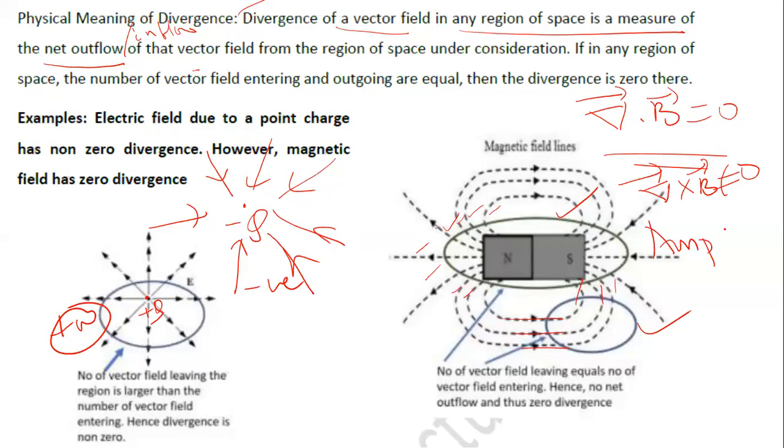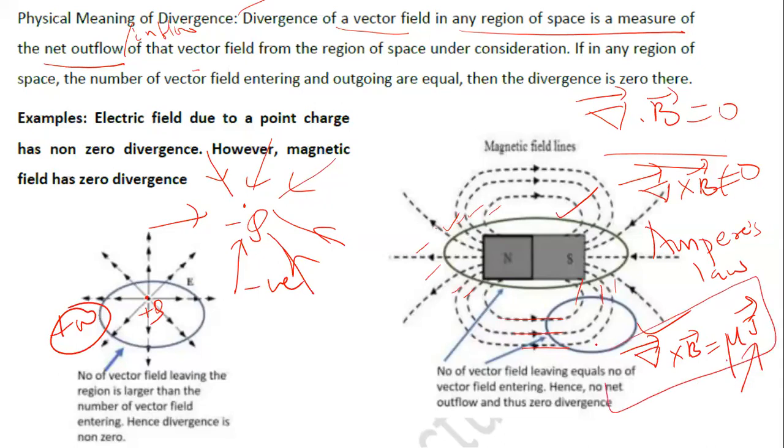There is a fundamental law of magnetism called Ampere's law. I think everybody is aware of Ampere's law. Ampere's law in differential form is curl of B equals mu J vector. J is the current density, and mu is the permeability of the medium. This is Ampere's law in differential form.